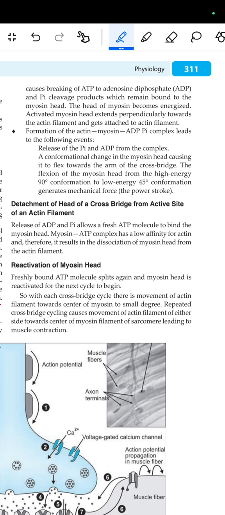Formation of the actin-myosin-ADP-phosphate complex leads to the following events: release of the phosphate and ADP from the complex, and a conformational change in the myosin head causing it to flex towards the arm of the cross bridge. The flexion of the myosin head from the high energy 90-degree conformation to the low energy 45-degree conformation generates the mechanical force, the power stroke.